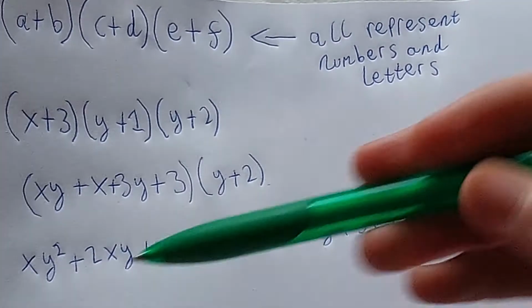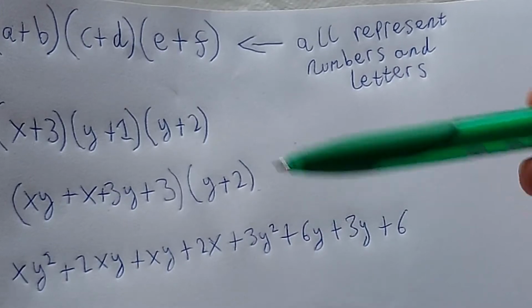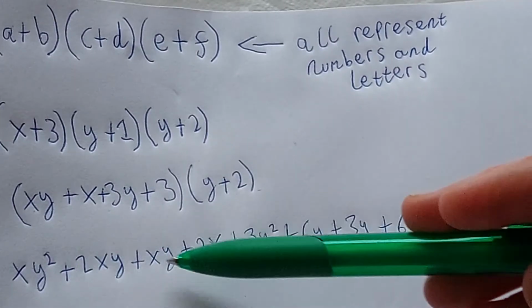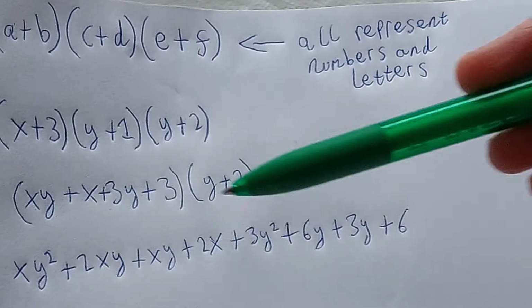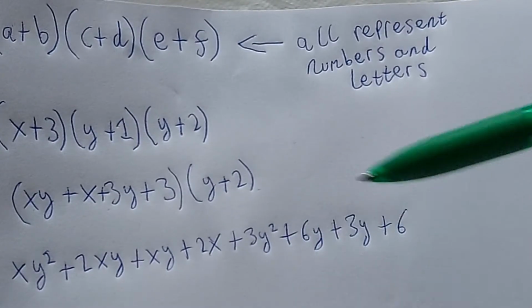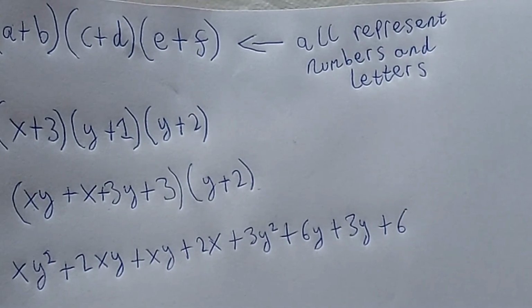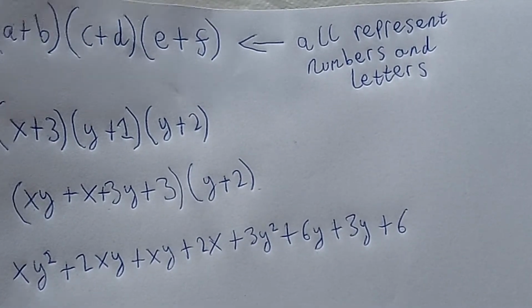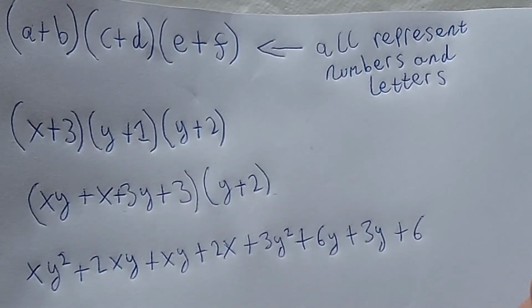Now this is a very long list of characters in a row. We should have 8 individual ones, excluding the pluses. So we have xy squared, 2xy, xy, 2x, 3y squared, 6y, 3y, and 6. Because I mentioned at the start of the question, you need to expand and simplify them, we need to collect like terms, and I'll show you what this means right now.